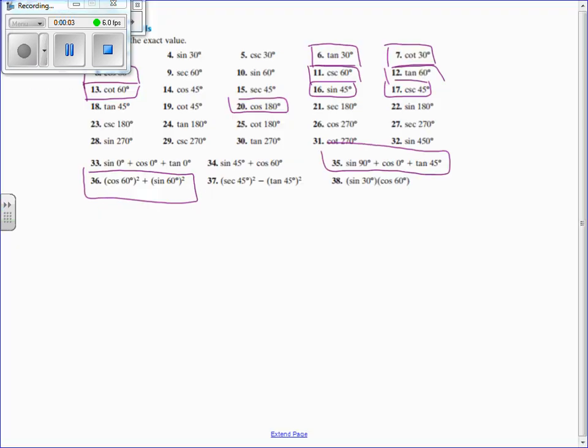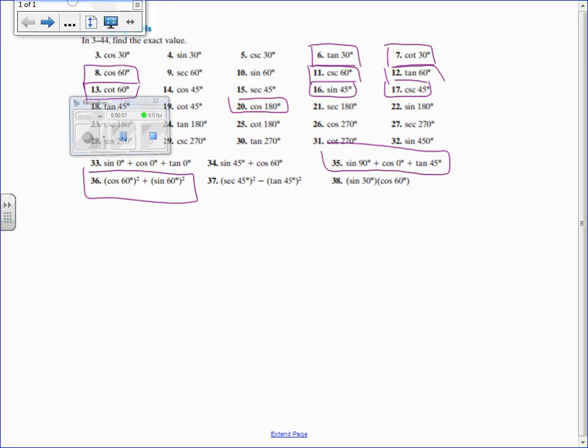So homework was more exact trig values. Remember, exact trig values have to come from the unit circle and our special right triangles. You should not be using your calculator at all to do this. Alright, but since we are going to be using our special right triangles, I will draw them. Make it a little bigger.